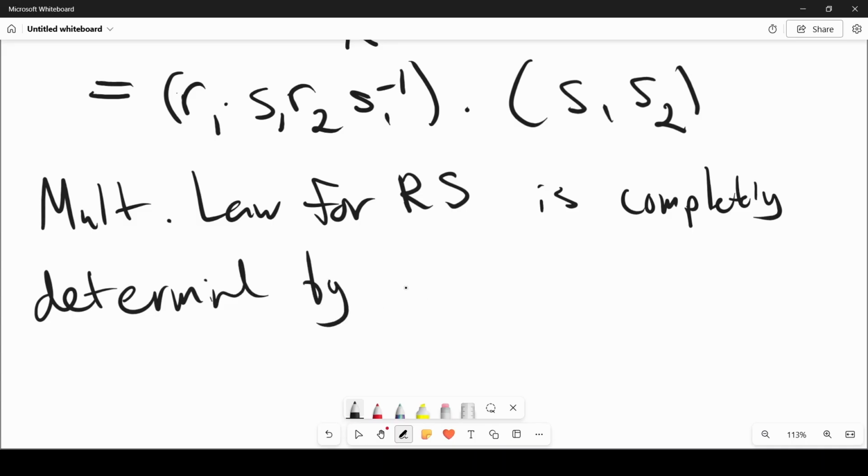By the conjugation of S acting on R. Because we're doing conjugation by elements in S. So if I know everything about this group action by conjugation, I know everything about the structure of RS, and that's exactly what I need to determine the structure of the group.